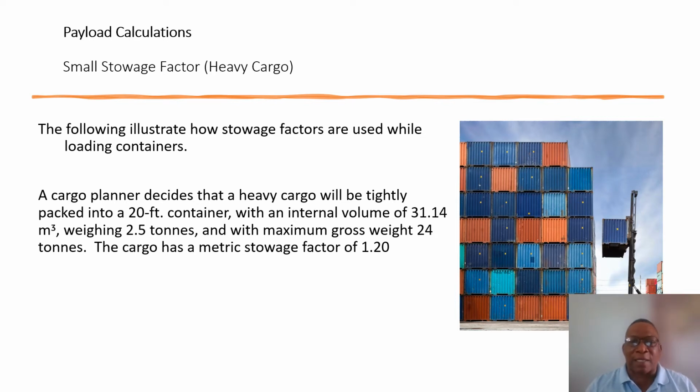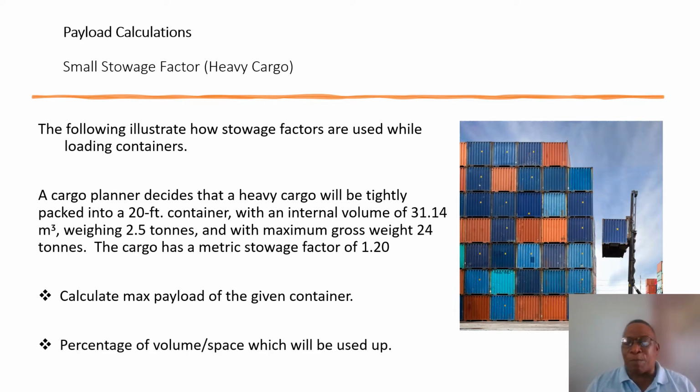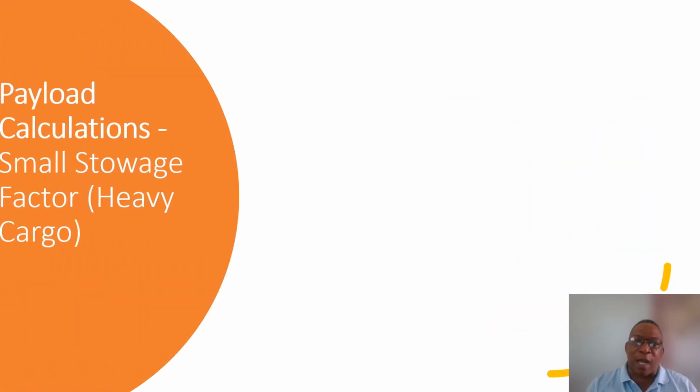A cargo planner decides that a heavy cargo will be tightly packed in a 20-foot container with an internal volume of 31.14 cubic meters, weighing 2.5 tons, and with a maximum gross weight of 24 tons. The cargo has a metric storage factor of 1.2. We are asked to calculate the maximum payload of the given container and also to work out the percentage of volume or space which will be used up in this particular container. Now let us look at the solution.